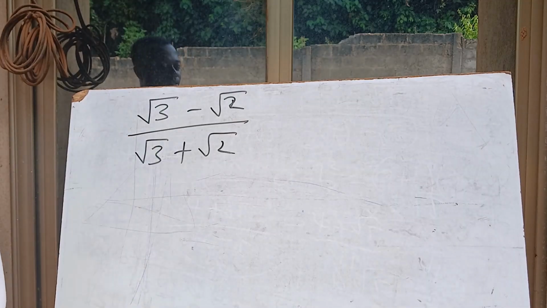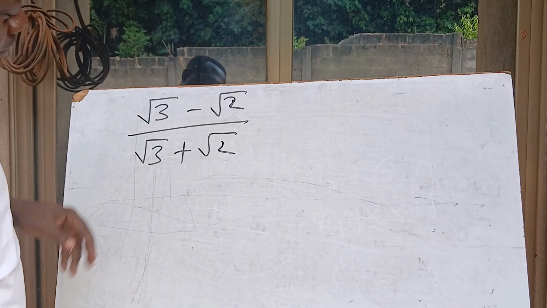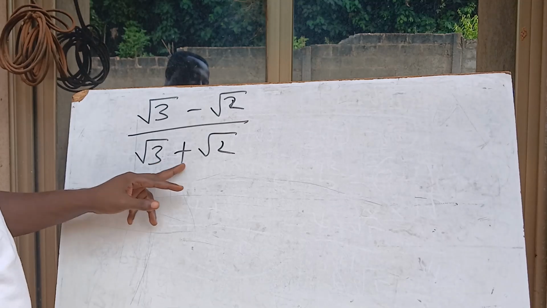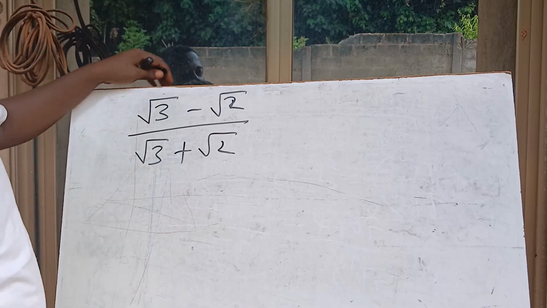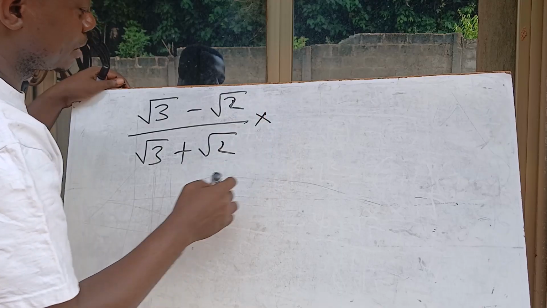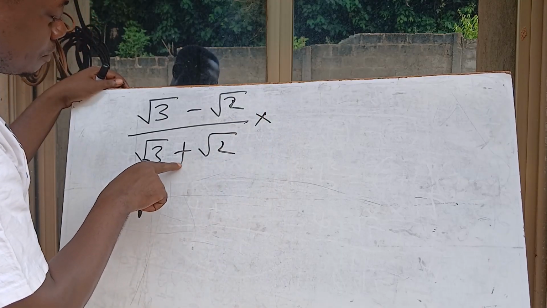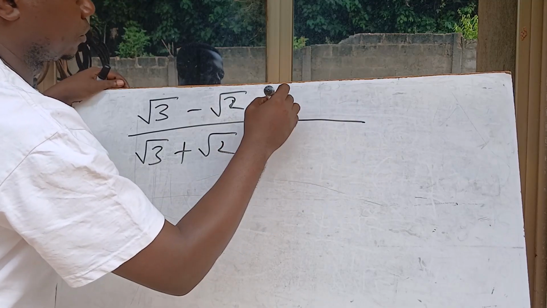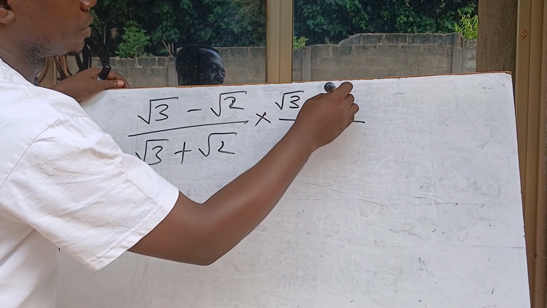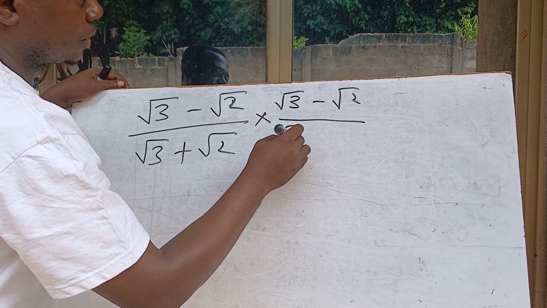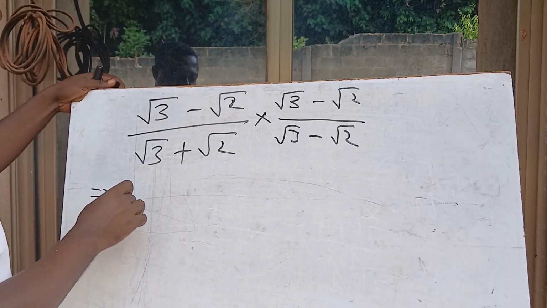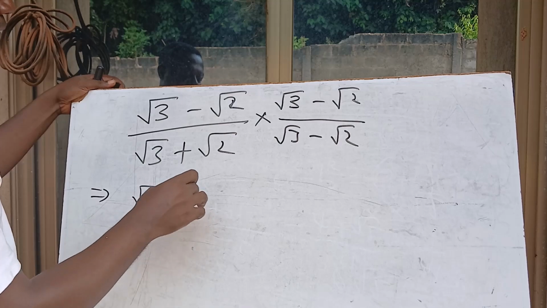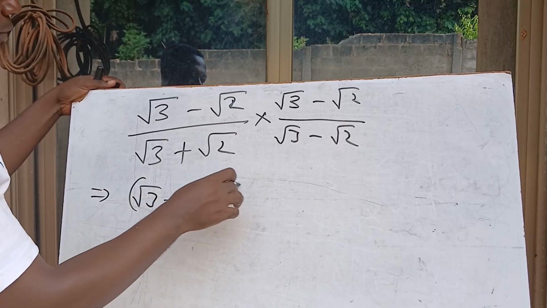Let's deal with this one. So always look at the denominator. Look at what is here, square root of 3 plus square root of 2. We can deal with this one by multiplying both numerator and denominator by the conjugate, whereby we change the sign here. So square root of 3 minus square root of 2, square root of 3 minus square root of 2. So we multiply the numerator by square root of 3 minus square root of 2. Take your time, don't rush.